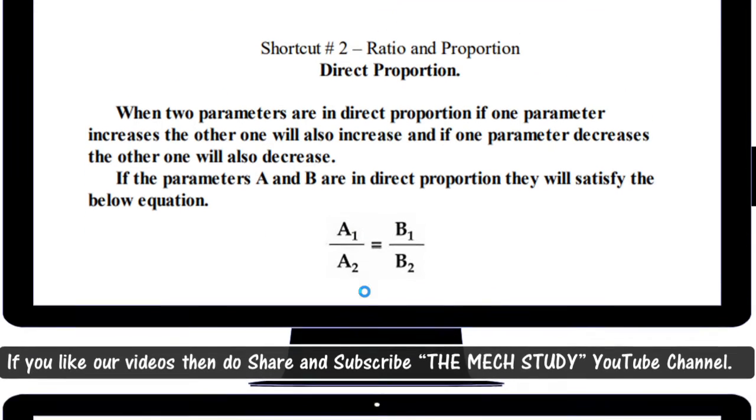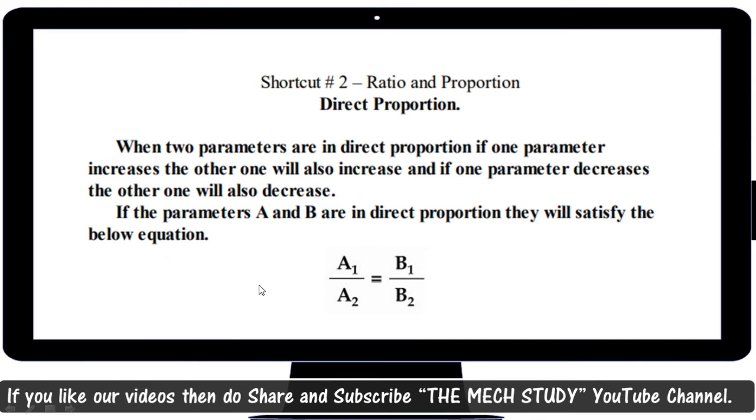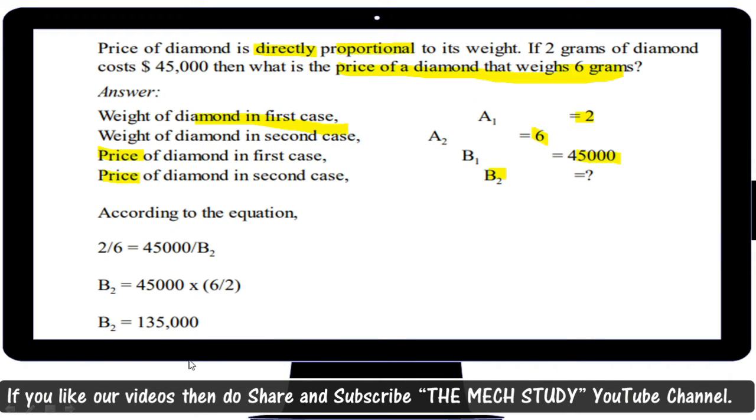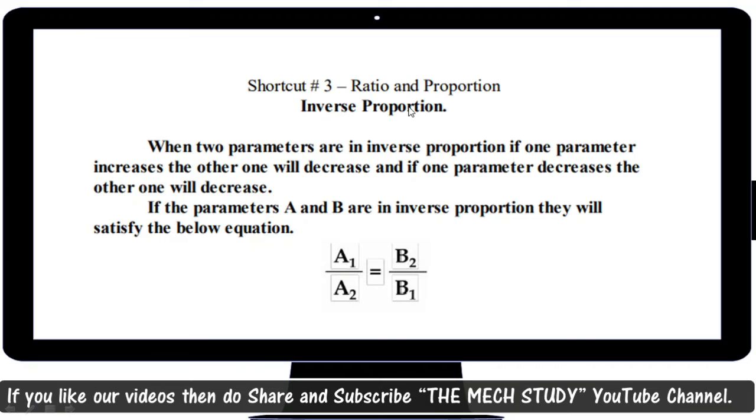If you put all this data over here, you will end up with the b2 which I have calculated over here. a1 by a2 equal to b1 by b2, or some other ratio is also there. If you do not, then solve by this method as well. Going ahead with the next question, the third shortcut was inverse proportion.